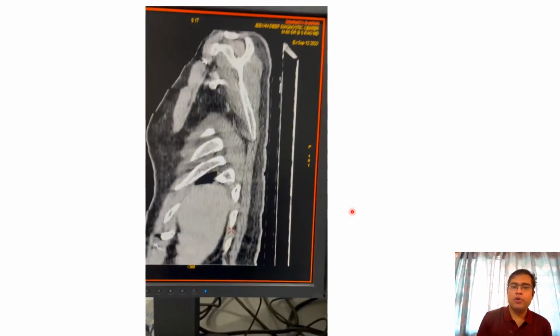So this was a case of Bochdalek hernia, and the first case was of hiatus hernia.